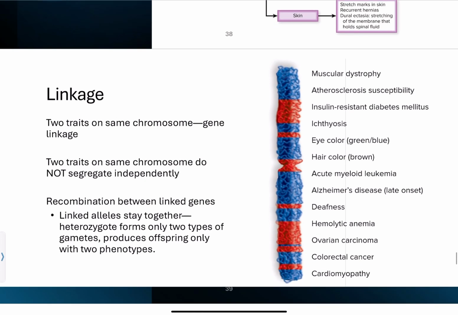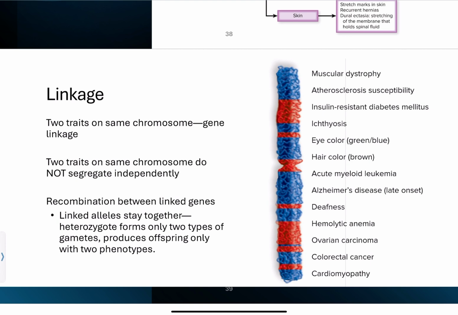So let's talk about linkage. Genes that are physically close on the same chromosome tend to be inherited together. So we say that these genes are linked. And yes, this does violate Mendel's law of independent assortment, which does assume that all genes segregate independently during meiosis.